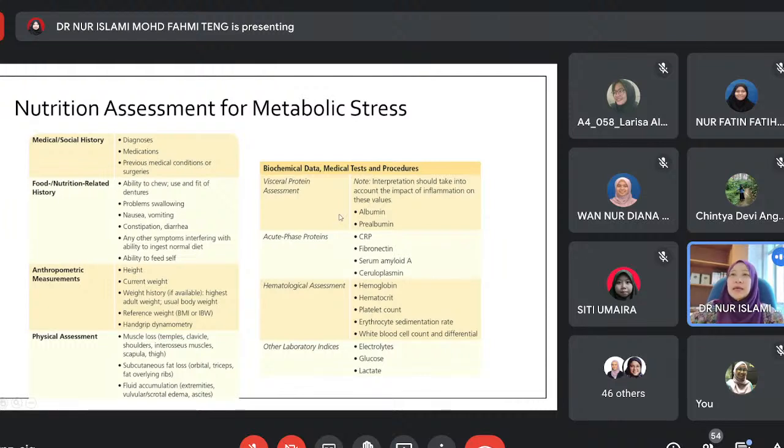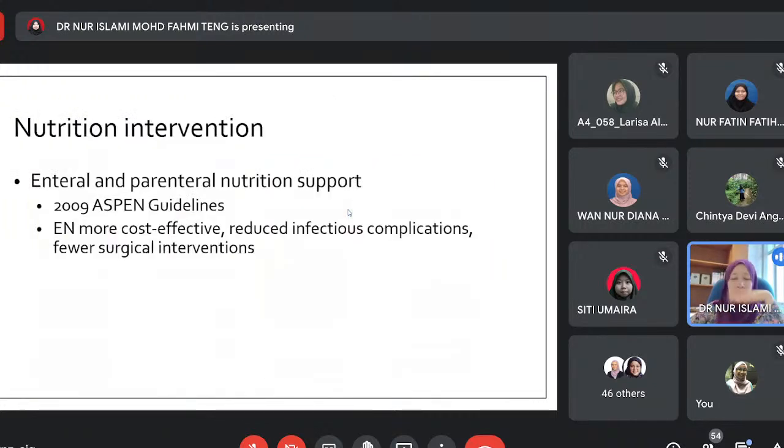Okay. And then for the biochemical data, medical tests and procedures, we can check their visceral protein assessment, the transport protein, hematological assessment, and also other laboratory indicators. Yeah, and the interpretation should take into account the impact of inflammation on these values. Yeah? So when we look into the results, we know lah, we get the idea how severe. Okay, what is the impact of the inflammation? Okay.